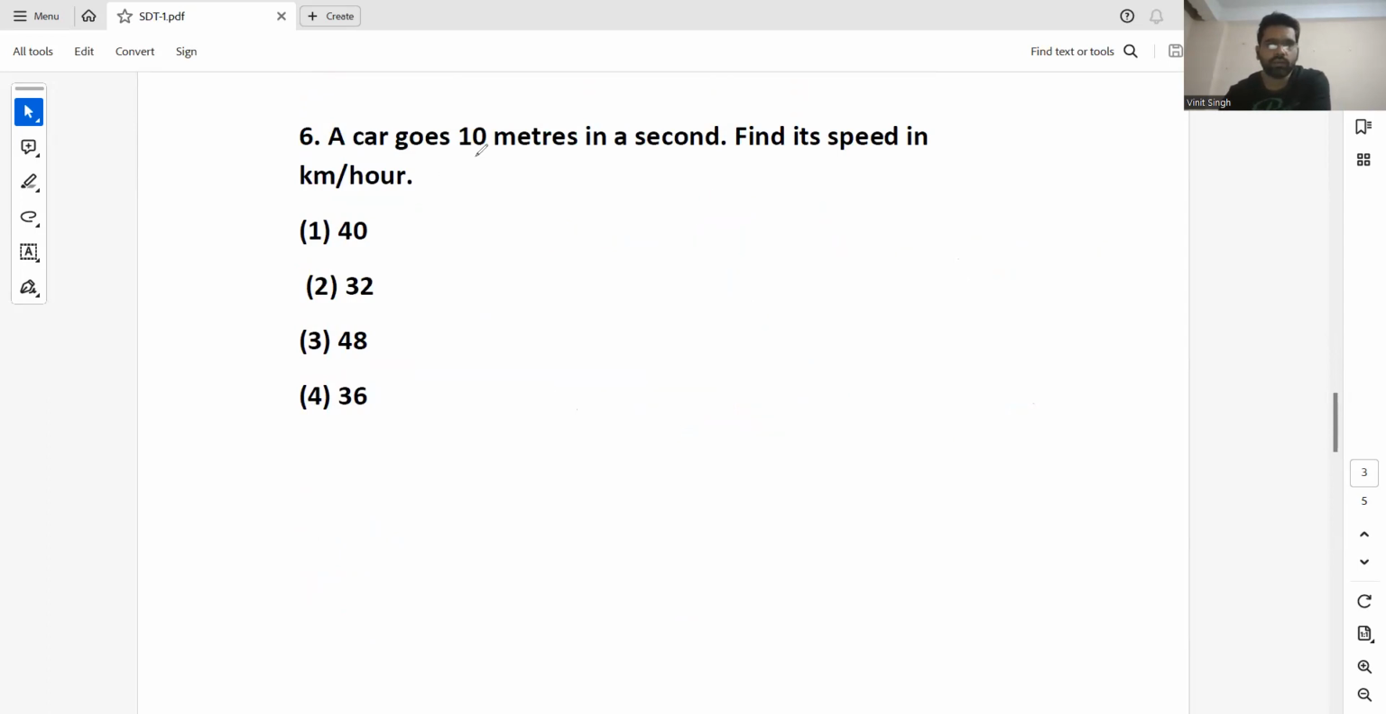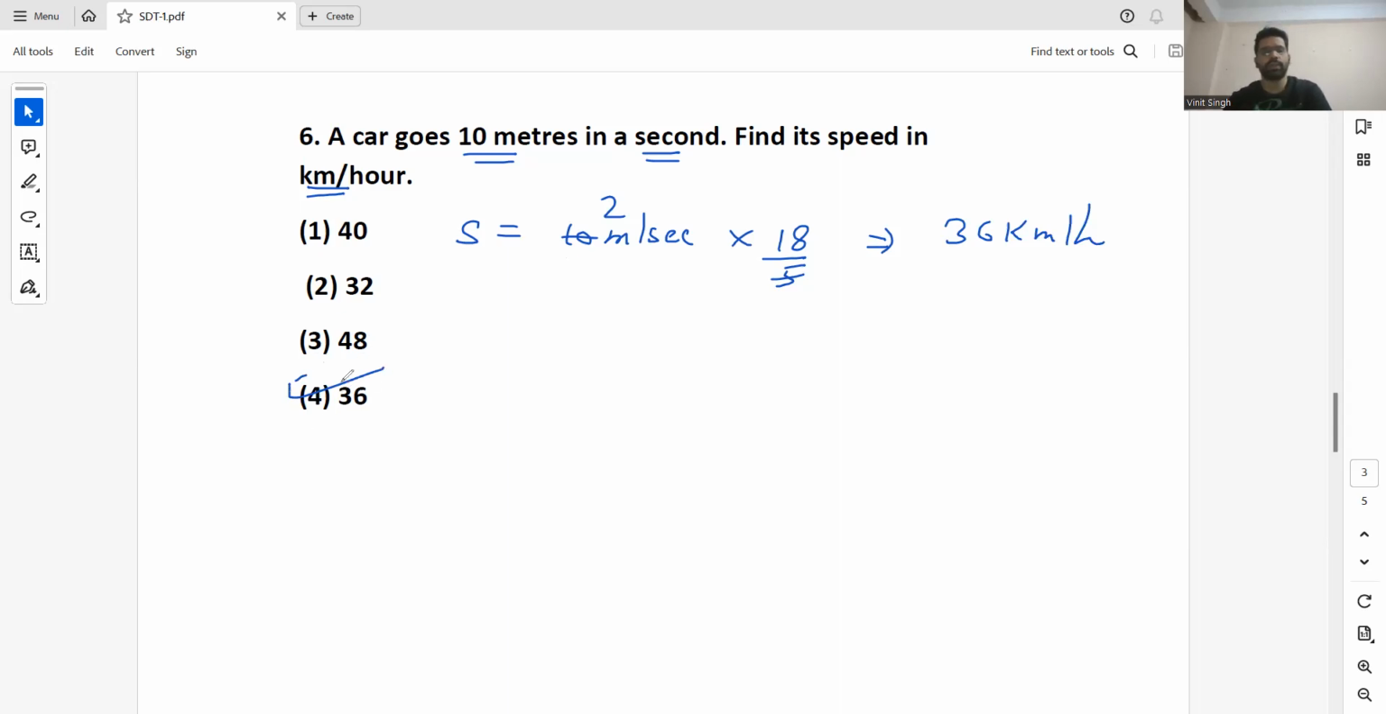Same question. A car goes 10 meter per second. Find its speed in kilometer per hour. So speed is given 10 meter per second. Multiply by 18 by 5. You will get kilometer per hour, which is equal to 36 kilometer per hour. Next question.